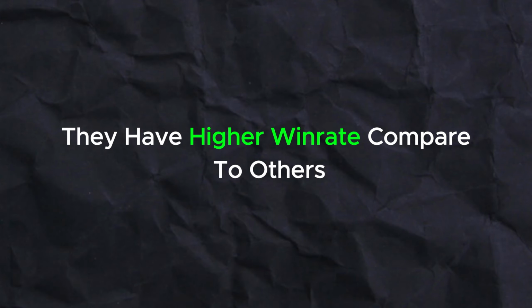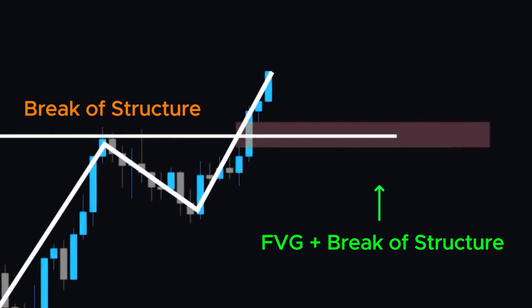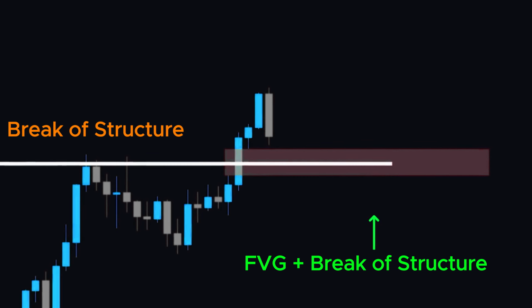Moving on to number 5, fair value gaps that form after a break of structure are gold. If you manage to spot these types of fair value gaps, they have one of the highest win rates compared to other setups. When a fair value gap forms near and after a break of structure, like this one, it signals a high win rate setup. In such cases, the price has a higher likelihood of retracing to this gap and bouncing from it.